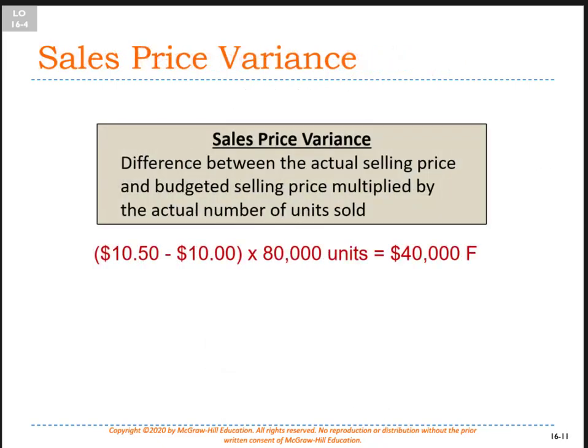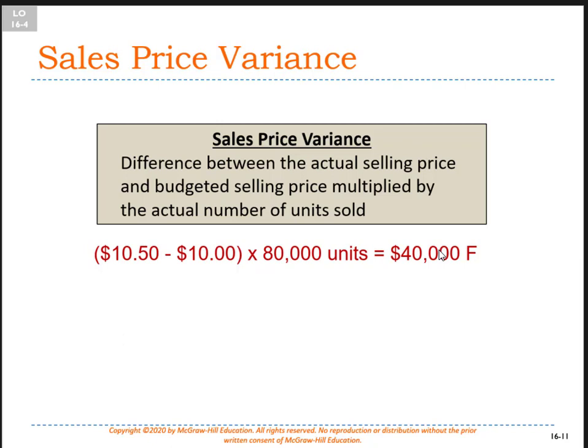All right. So now we're going to take each of those pieces and look at more detail, okay? So that we can see what it was that caused our good things or bad things. So we find, first of all, the sales price variance. We break it down and we see that we charged $10.50, okay, instead of $10. So raise the price, and times the 80,000 units we sold, right? And so that's a $40,000 favorable variance because we charged more.